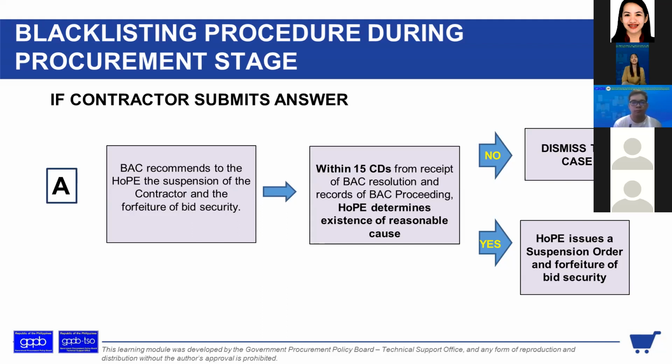So the HOPE determines existence of reasonable cause. So yun ha, the BAC shall determine existence of fault, probability that there is a fault or an infraction. But the HOPE shall determine the existence of reasonable cause na pwedeng administratively liable sila, yung contractor, which could be a ground for blacklisting. So if wala, dismiss the case. Hindi na i-blacklist. If meron, then HOPE shall issue a suspension order and forfeiture of bid security. Take note that in blacklisting, it has to go first through the suspension level and forfeiture.